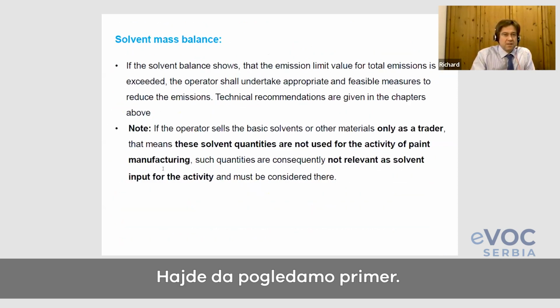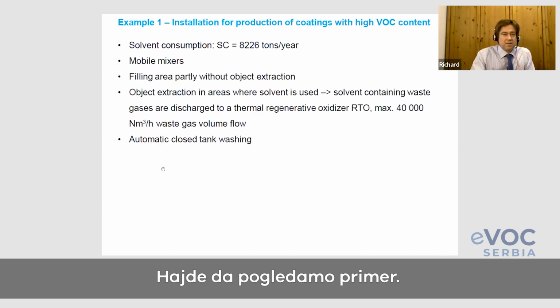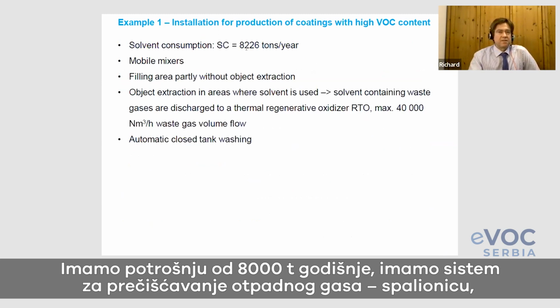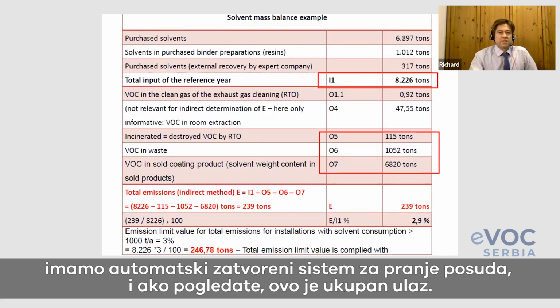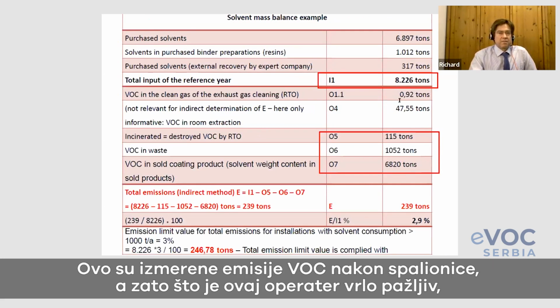Let's do an example. We have a solvent consumption of 8,000 tons per year, and we have a waste gas abatement system, a thermal oxidizer. We have automatic closed tank washing and so on. And if you look, those are the total input. Here, that is the calculated or measured VOC emissions after the RTO.